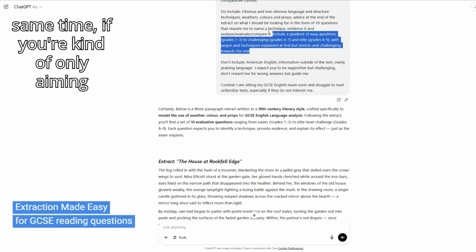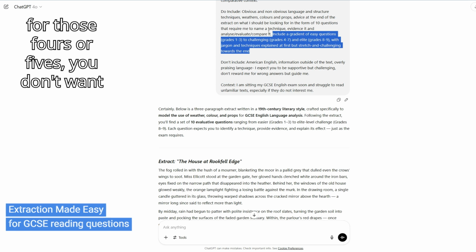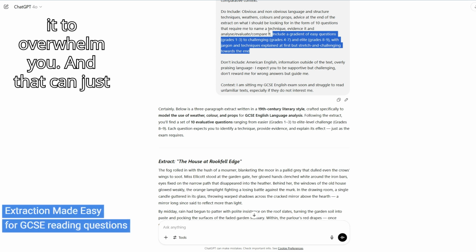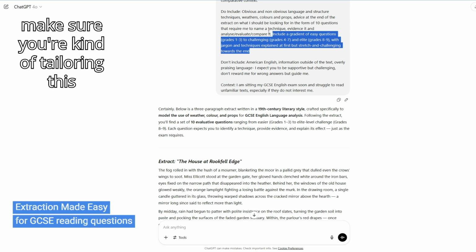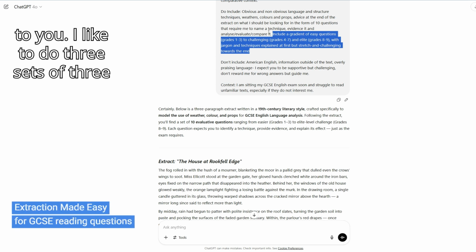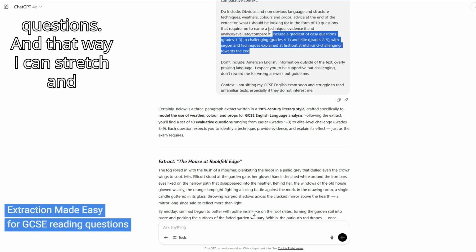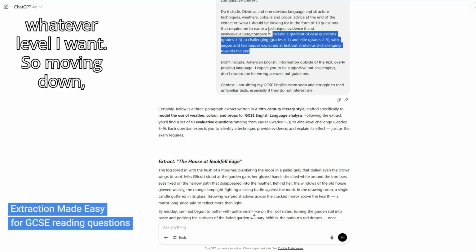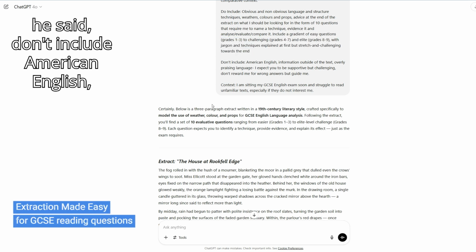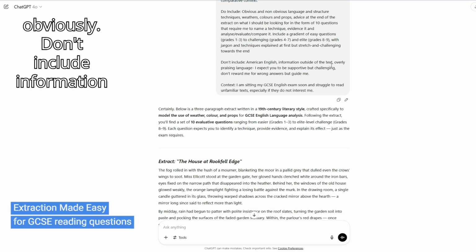At the same time, if you're only aiming for those 4s or 5s, you don't want it to overwhelm you, and that can just result in you switching off. So make sure you're tailoring this to you. I like to do three sets of 3 questions, and that way I can stretch and challenge myself to whatever level I want. So moving down, I said, don't include American English, obviously.